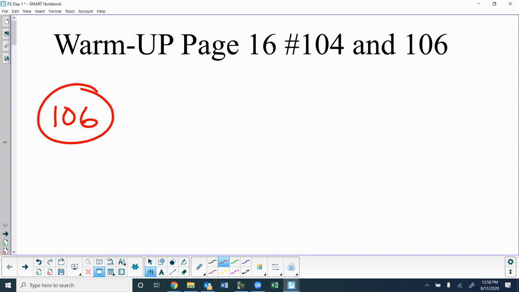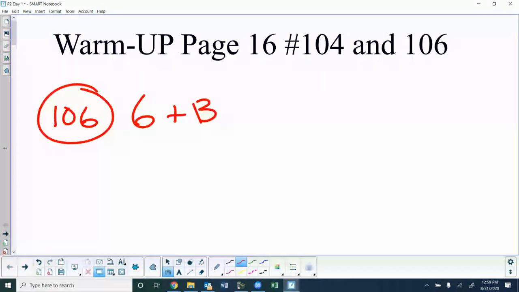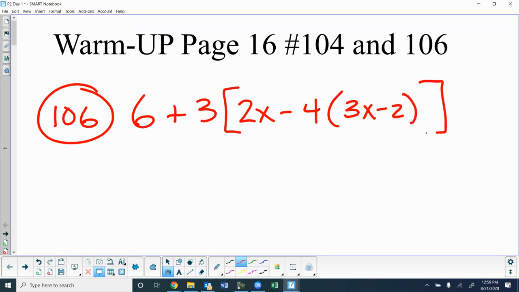106, we had multiple grouping symbols. So when you see that, you have to work from the innermost out. Okay, so I have these brackets. Those are grouping symbols, and I got these parentheses. They're grouping symbols. I go to the parentheses first, the innermost.